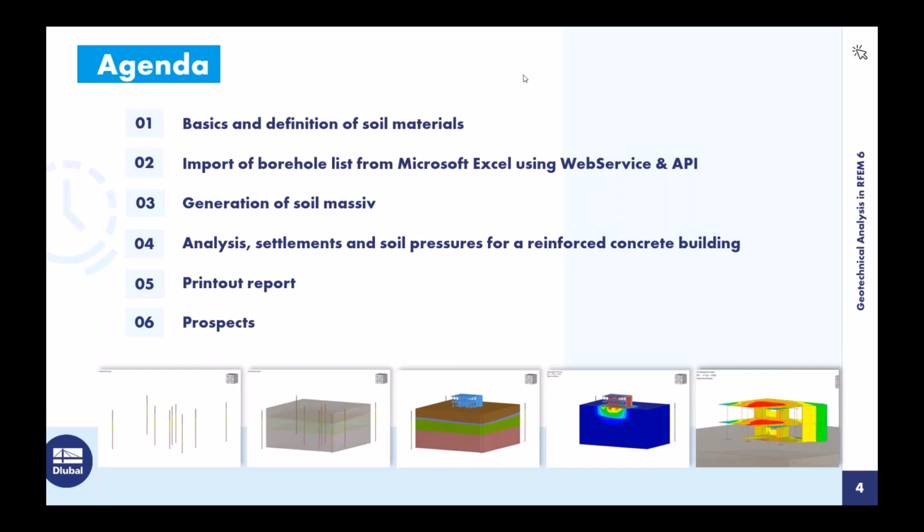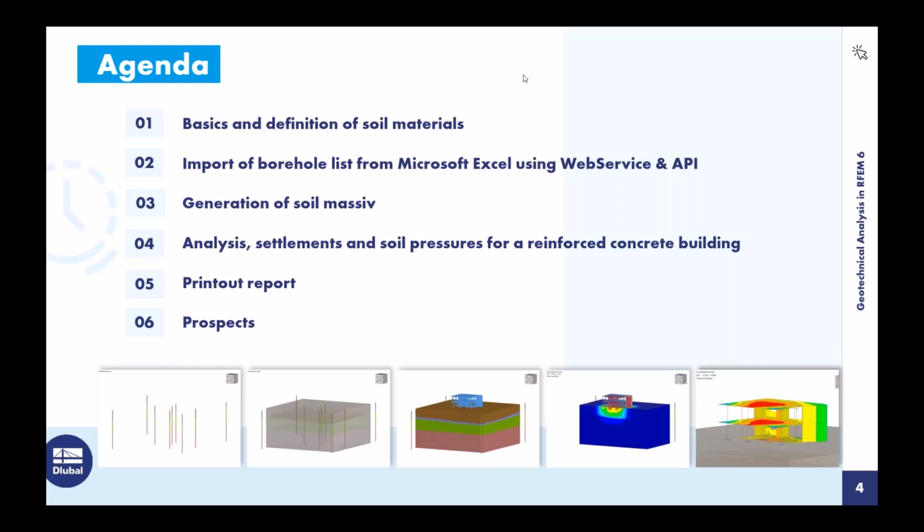In the first step, we will have a look at some theoretical background, some basics regarding the geotechnical analysis, and we will talk about the definition of the soil materials. In the second step, we will create boreholes in RFEM 6, on the one hand in the classical way, and on the other way by using WebService. After that, when we have boreholes in our model, we will generate the soil massif, the soil structure that shall be analyzed. We will have a look at the concrete building also and the loads.